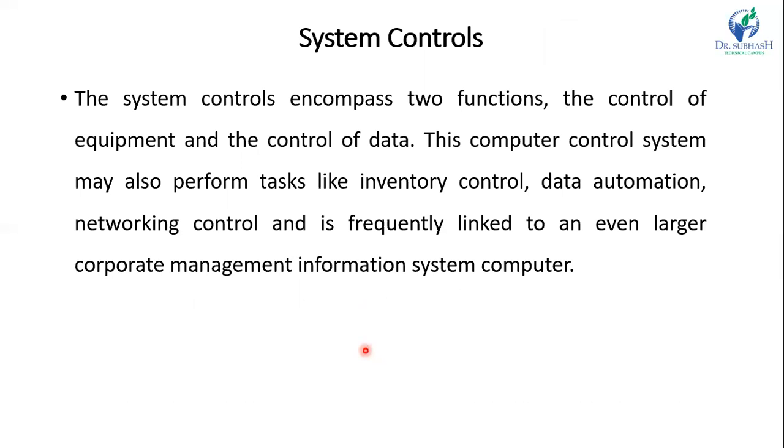Then the next one is the system controls. The system controls encompass two functions, the control of equipment and the control of data. This computer control system may also perform tasks like inventory control, data automation, networking control, and is frequently linked to an even larger corporate management information system computer.